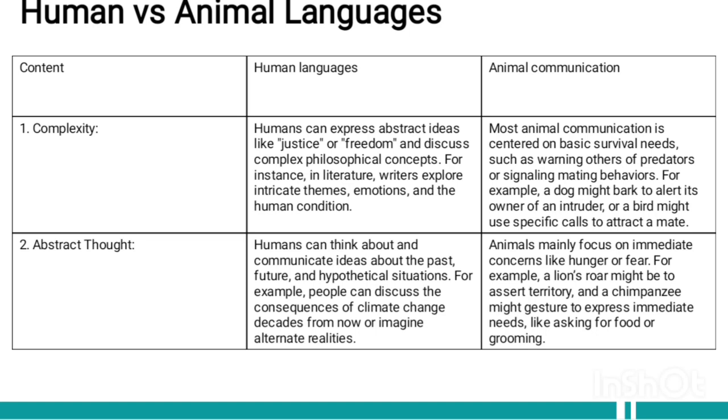their place in it. While some animals can think about and react to their environment, they tend to focus on present, immediate concerns. For example, a lion's roar is likely related to asserting its territory or warning other animals to stay away, and a chimpanzee may gesture to indicate it's hungry or wants grooming. These actions are based on current needs or situations and not abstract or hypothetical thoughts. Animals don't typically engage in deep reflections about the past or future.